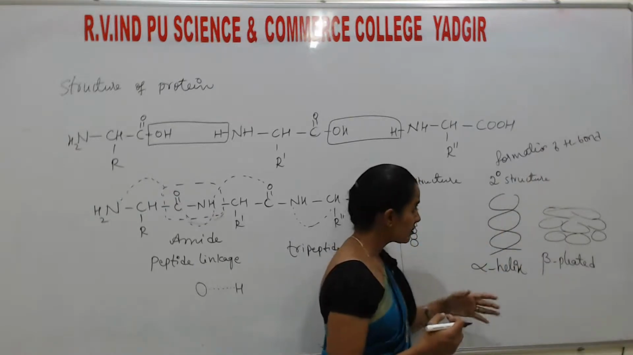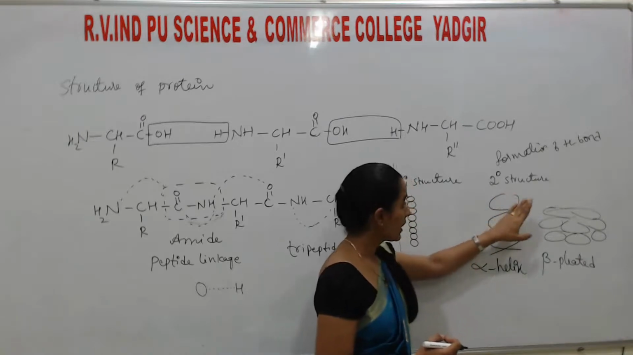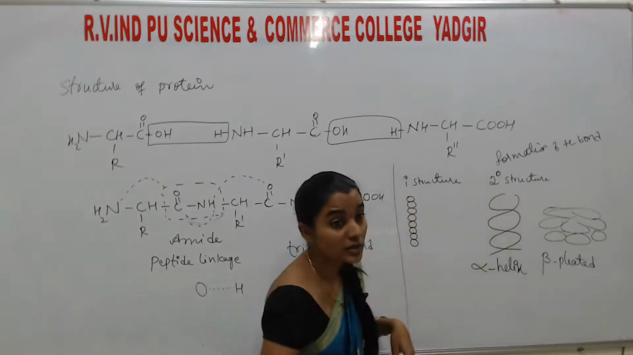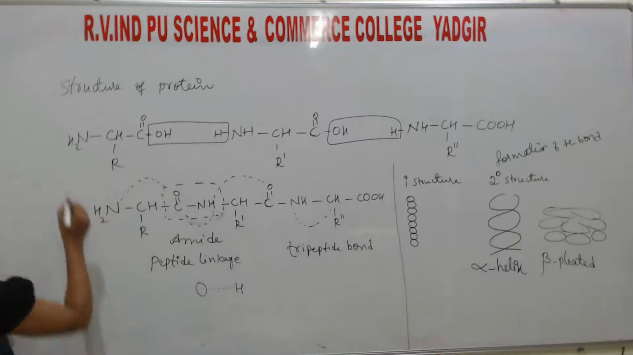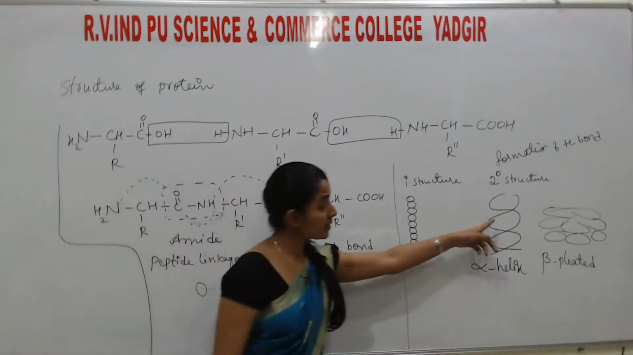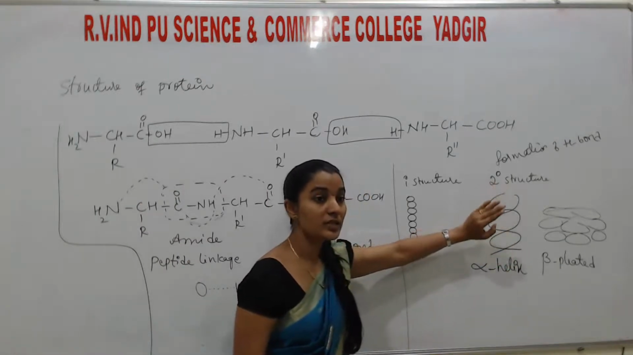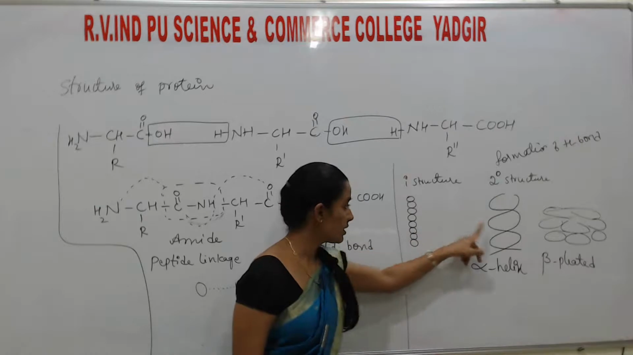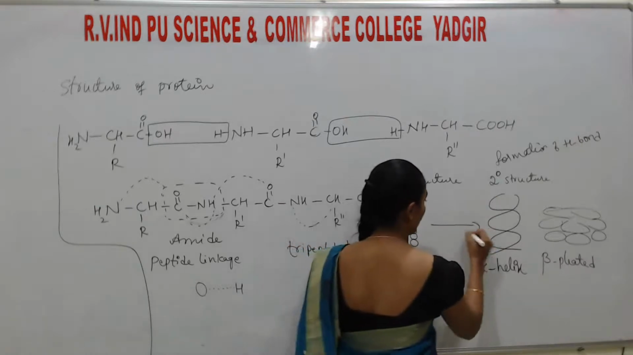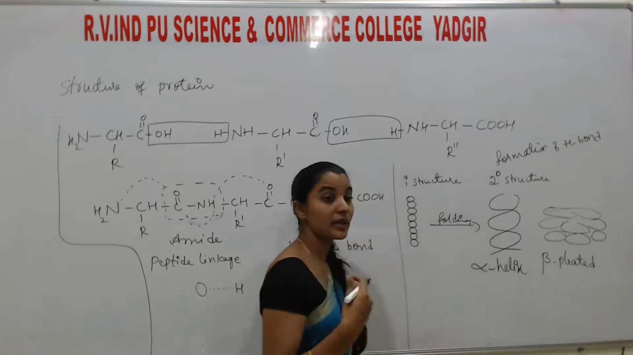Okay. So next, students, once this secondary structure happens, again it changes to tertiary structure. What does tertiary structure mean? The folding of this type of structures also takes place, means second time folding. This one is first time folding. Here also folding takes place. Okay, next, second time folding.